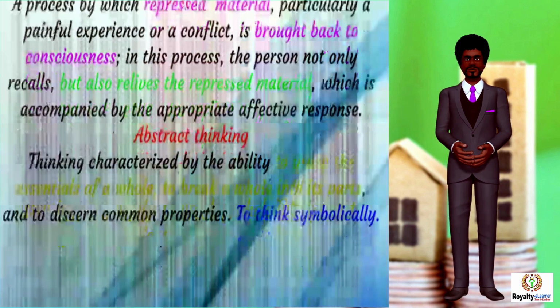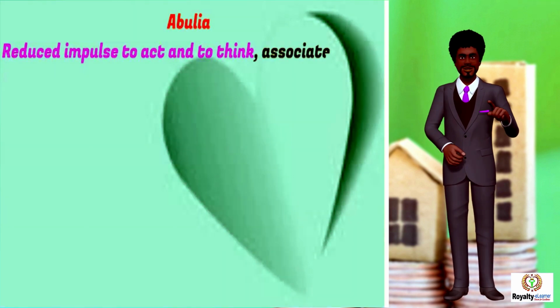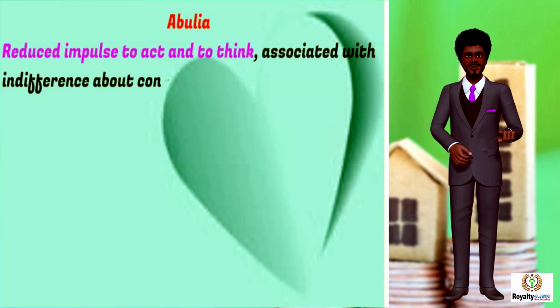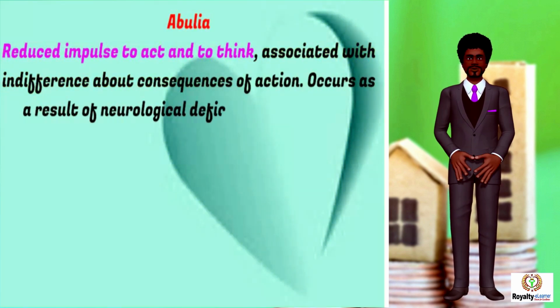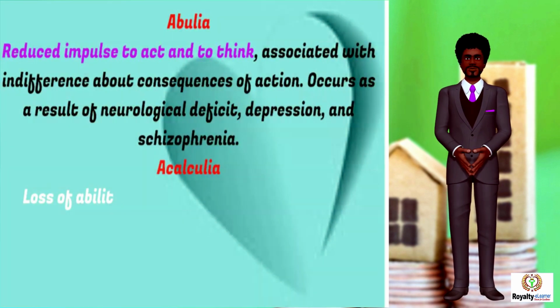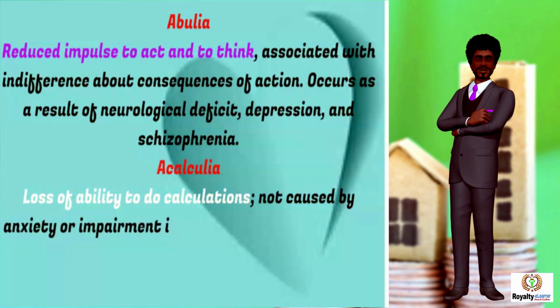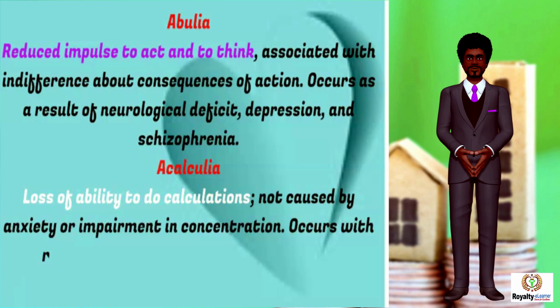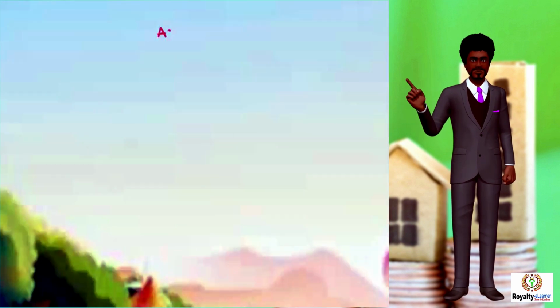To think symbolically. Abulia: reduced impulse to act and to think, associated with indifference about consequences of action. Occurs as a result of neurological deficit, depression, and schizophrenia. Acalculia: loss of ability to do calculations, not caused by anxiety or impairment in concentration. Occurs with neurological deficits and learning disorders.